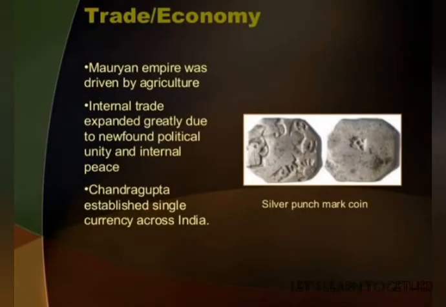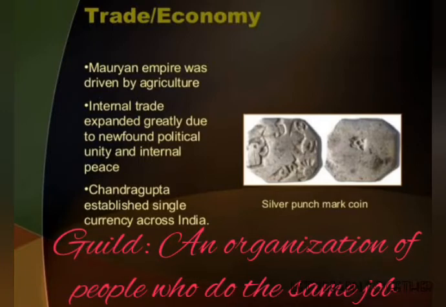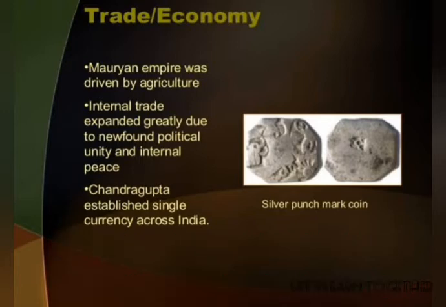Next is trade. Trade was a major source of revenue. Traders were organized into guilds. What is the meaning of guild? It is an organization of people who do the same job. So trade was a major source of revenue, and traders were organized into guilds.